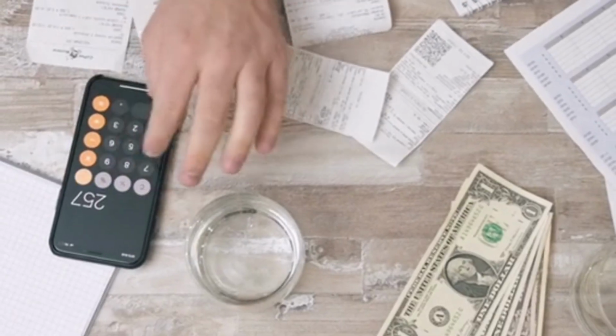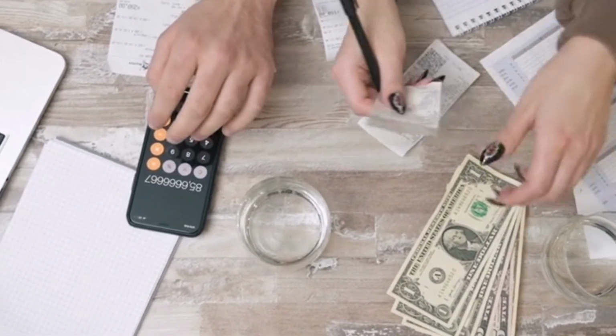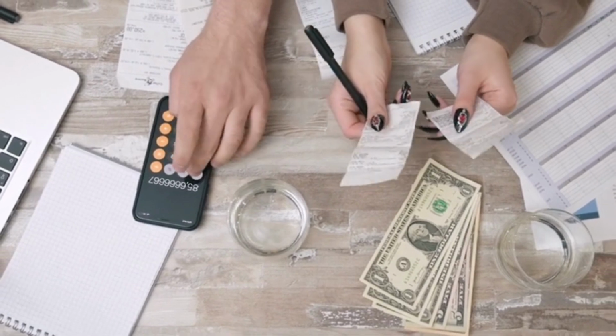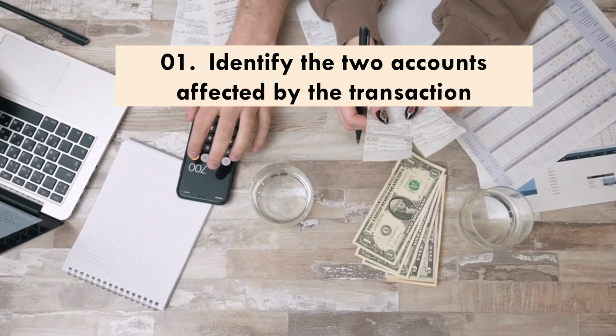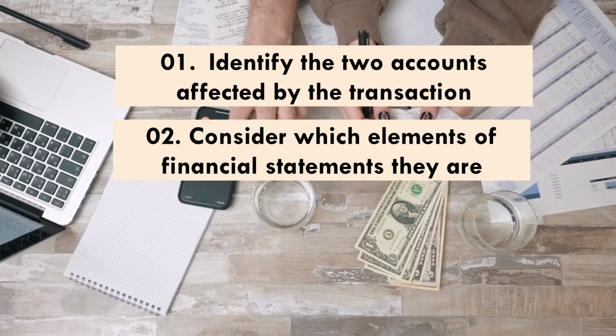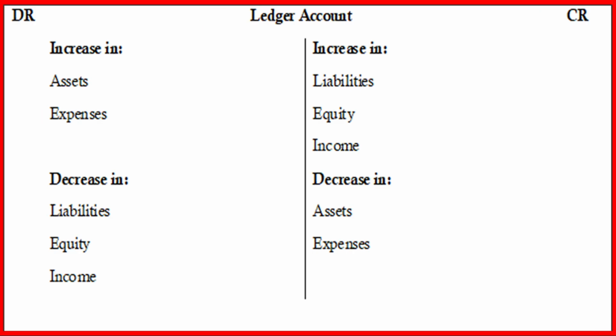Let's now look at the application of double entry in real business transactions. In order to apply this, you'll need to do the following. Number 1, identify the 2 accounts affected by the transaction. Number 2, consider which elements of financial statements they are. Number 3, apply this table to identify which account is to be debited and which account is to be credited.